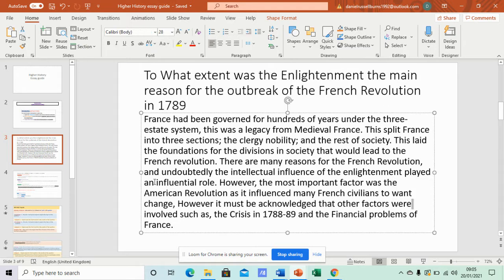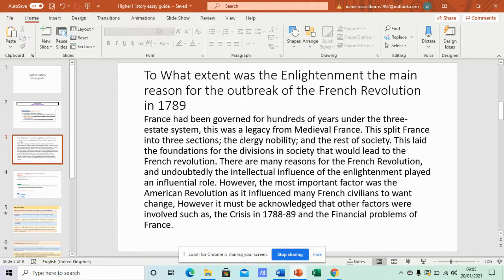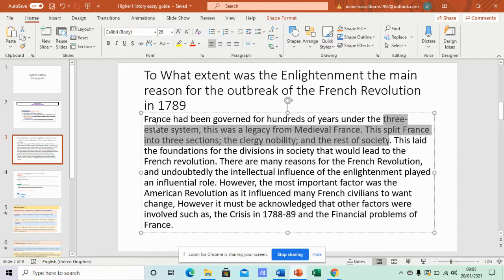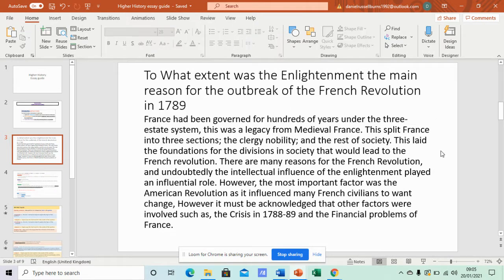So if we use that structure of background, judgment, and other factors, we'll see how that fits into this perfect introduction here. So France had been governed for hundreds of years under the three-estate system. This was the legacy of medieval France. So there we go, that's one sentence of context, of background. This split France into 3 sections: the clergy, nobility, and the rest of society. So that second sentence combined there gives you 1 mark. Okay, so the 2 sentences of context provide 1 mark out of 3 for the introduction.